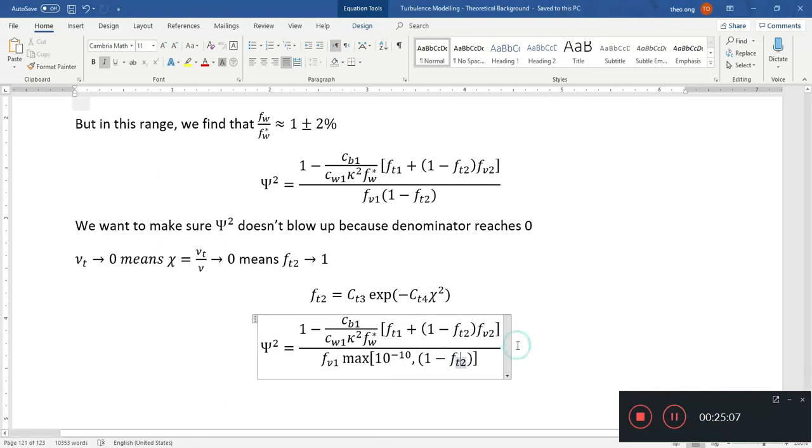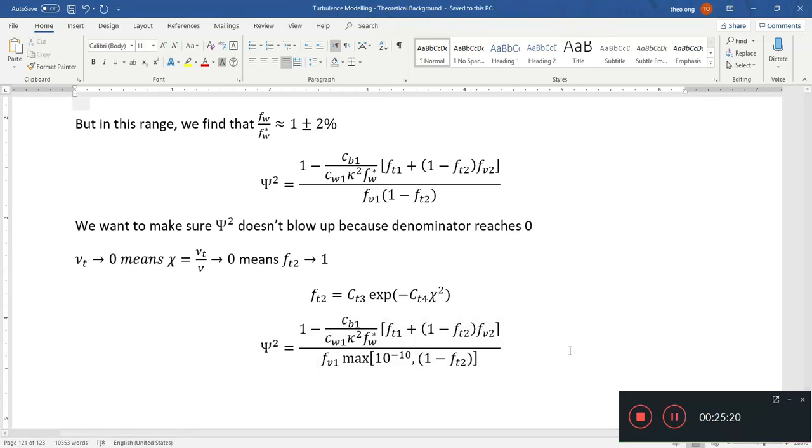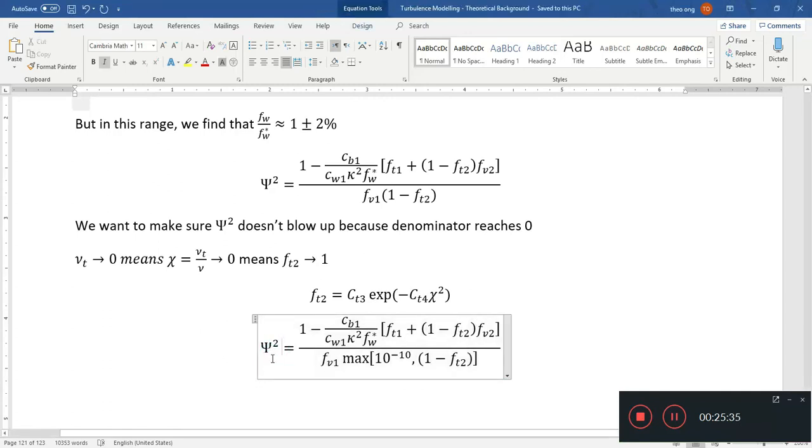And of course, there's another reason why you probably want to do this. If you refine your grid high enough, you still want it to have proper behavior in the DNS zone. What do I mean by DNS zone? It means that when you refine your grid so much, you cannot have this thing blow up. That's one of the things, so that's why you have this max function.